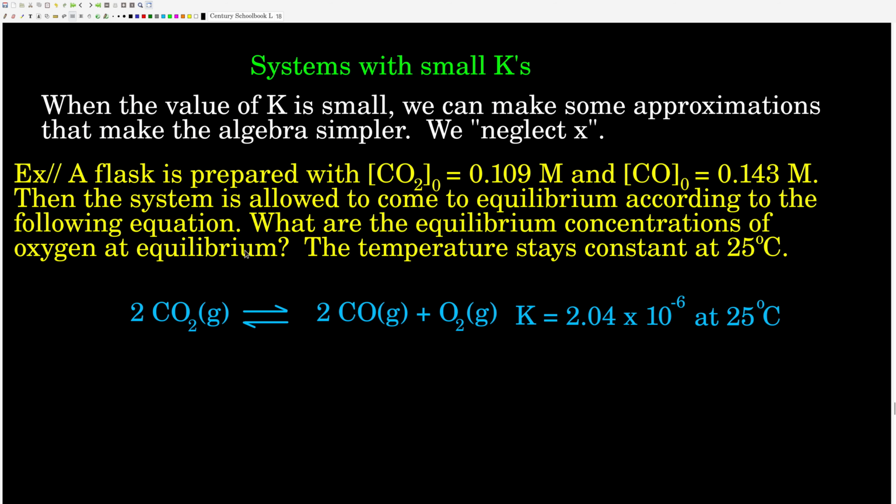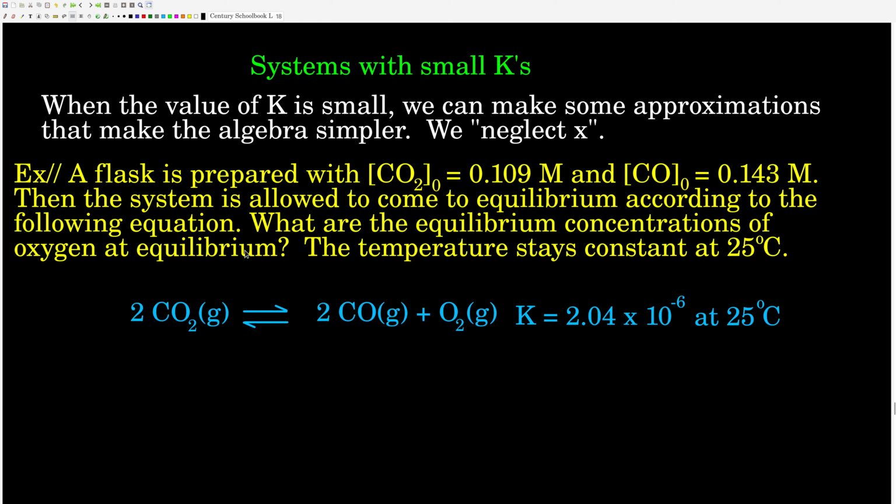So a lot of the times, we're going to deal with equilibria that have small K's. And this is what I was referring to earlier. This is where we can solve it without having to actually solve a quadratic or even a cubic or quartic, what have you. So the idea is that when the value of K is small, we can make these approximations that make the algebra actually a lot simpler. We'll call that neglecting X. That's what I mean when I say you can neglect X, what I'm about to show you.